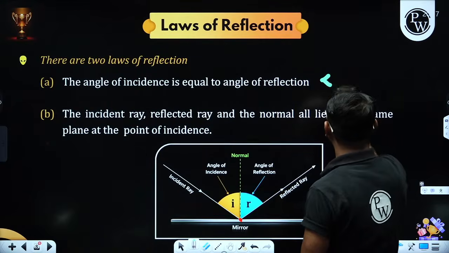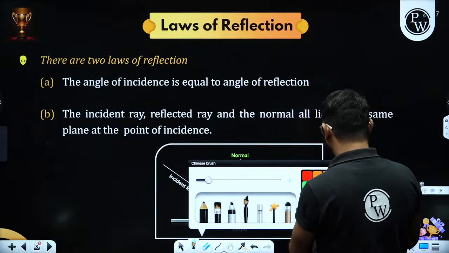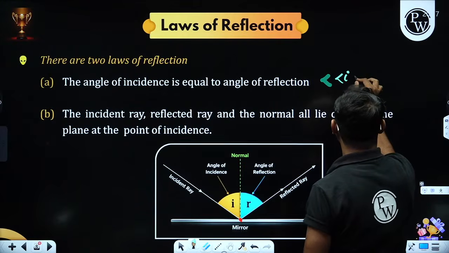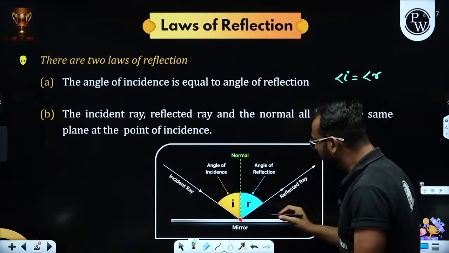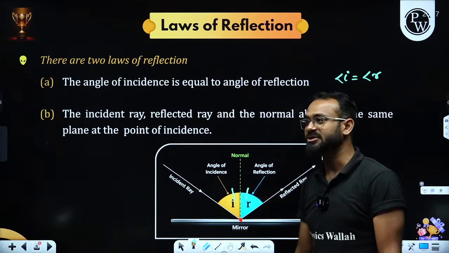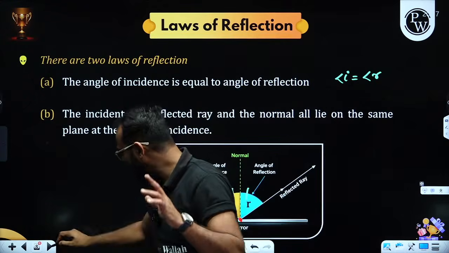That means always angle I, the angle of incidence, will be equal to angle R. That means these two angles will be equal to each other. Two laws. Fine, sir, that is clear.